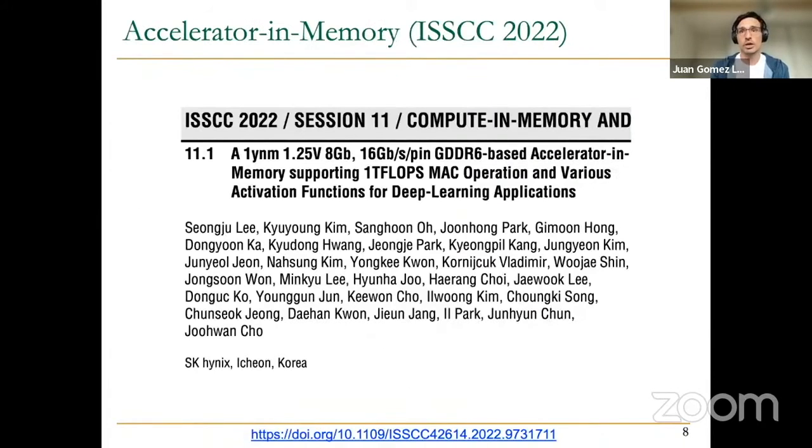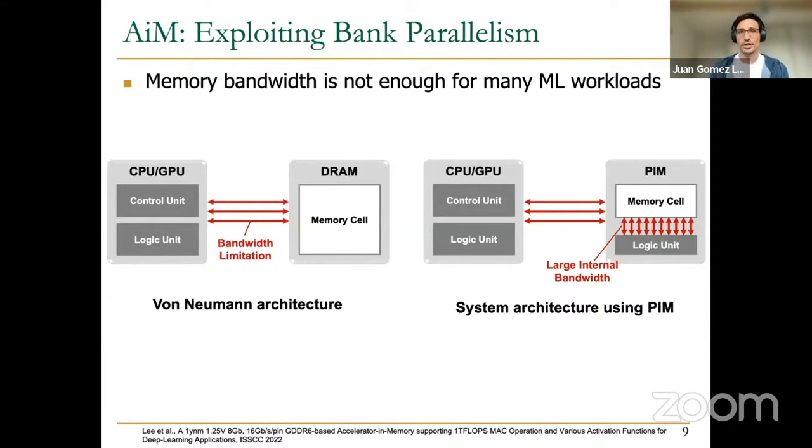And this is the paper, and you can read here the complete title of this paper and the list of authors, and at the bottom you can find a link to the paper. This paper starts with the classic motivation for processing in memory. The memory bandwidth is not enough for many machine learning workloads.